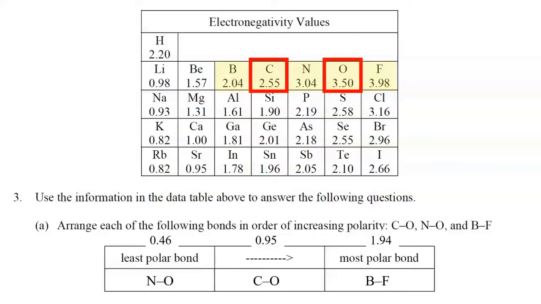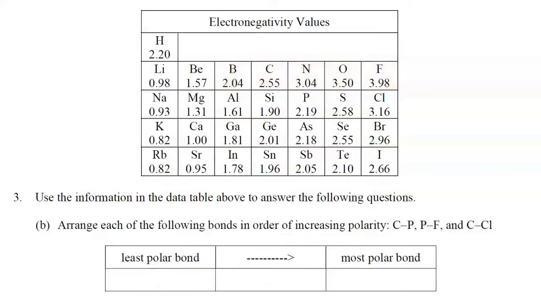So moving on to part B of this question, I think it is helpful to have these values because now we're looking along certain diagonals on the periodic table where it may not be so obvious which atom has a higher electronegativity. So our choices here for part B are carbon-phosphorus, phosphorus-fluorine, and carbon-chlorine.